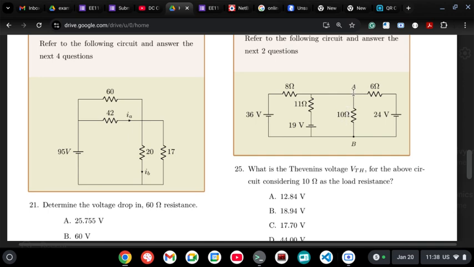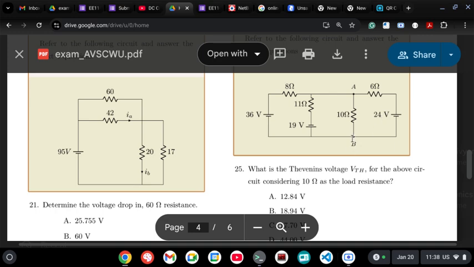If you remove this, there is a point A and point B. I have to find VAB. That means from B, I have to apply Kirchhoff's voltage law to find VAB. That VAB itself is the Thevenin's voltage. Now already I know 24 volts is here. From B, if I go towards this right side corner, up, I already gained plus 24 volts.